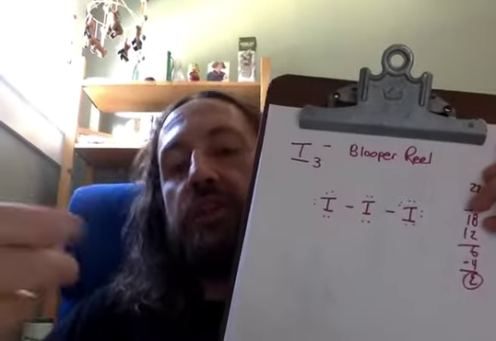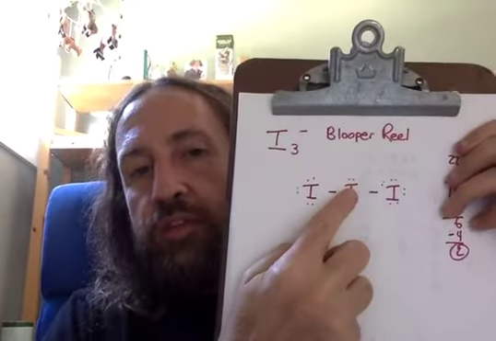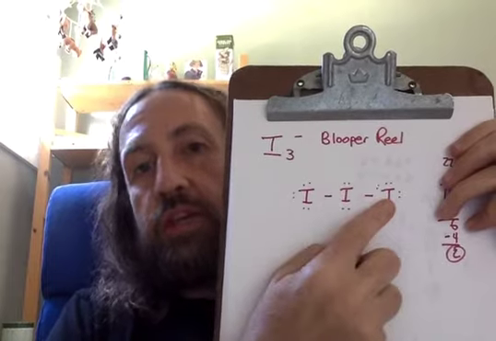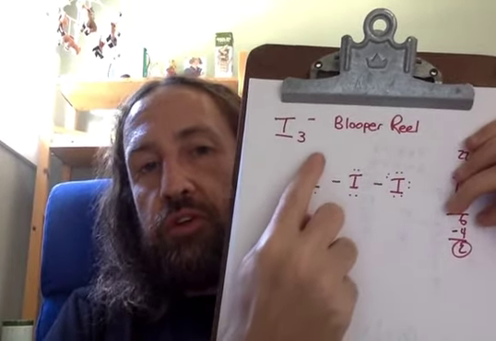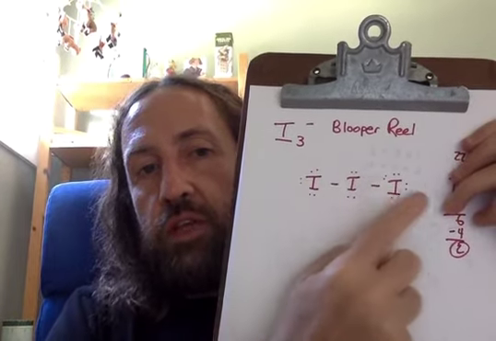The reason I'm asking this is, kids tell me, why is this one violating the octet rule and this one isn't? And I'll show you why. Okay, so let's do formal charges, and we'll call these A, B, and C.